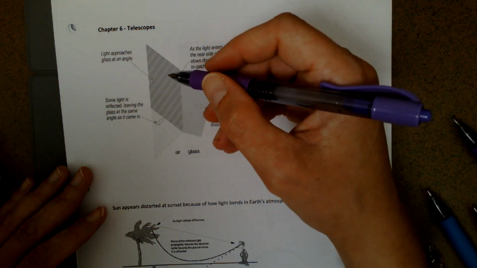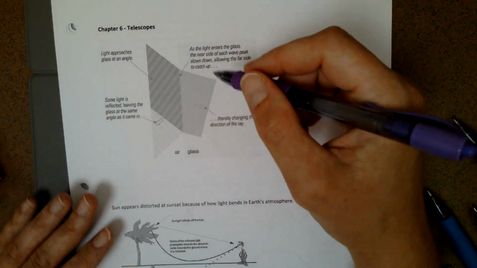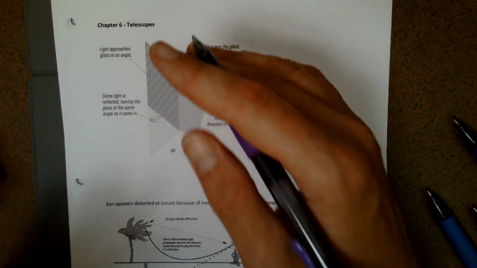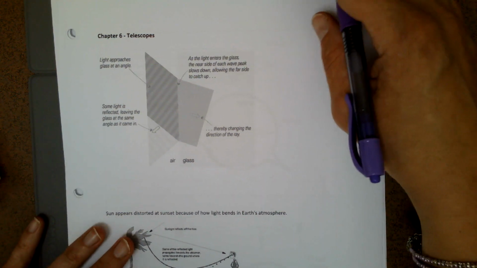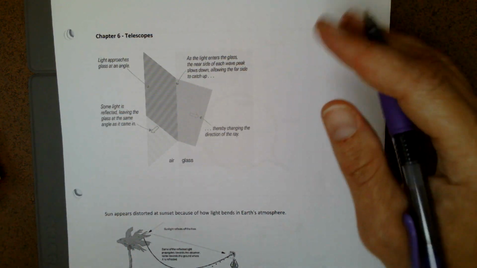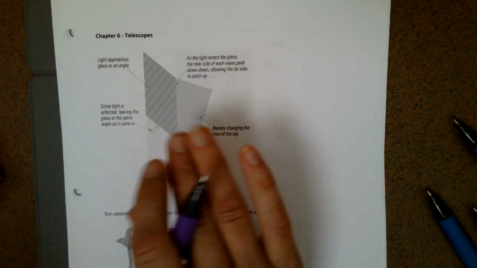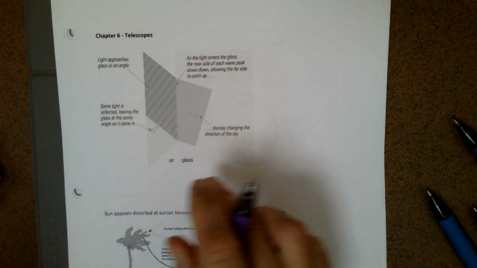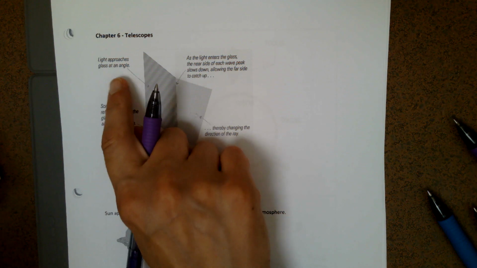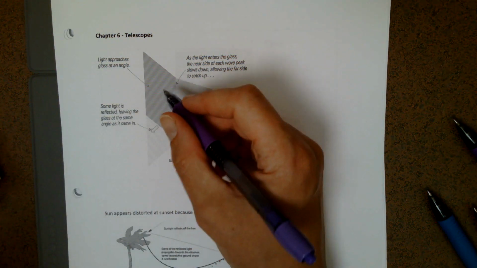The basic idea here for how telescopes and even microscopes work, because they both work on the principle of convex lenses, is very similar. There are differences in things like the focal length, but that is the only difference. They are basically the same. It is this idea right here: light approaches glass at an angle. This is figure 6.2 in your book.